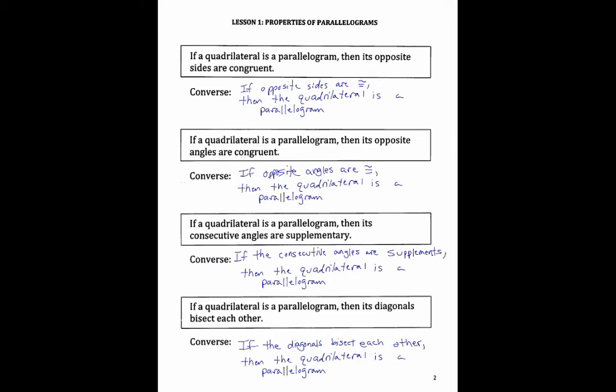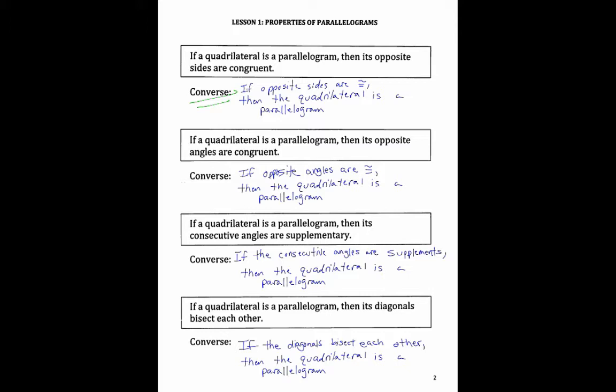In this episode, we're going to be looking at the converse of all the properties we have from Lesson 1 about parallelograms. So you'll notice on page 2 of your workbook, I've listed all 4 properties of parallelograms that you're supposed to know. I've also listed the converses, which are also true. For example, if I tell you something is a parallelogram, then you know that the opposite sides are congruent. The converse of that statement is that if the opposite sides are congruent, then the quadrilateral must be a parallelogram. Well, we're going to see if that is actually true.